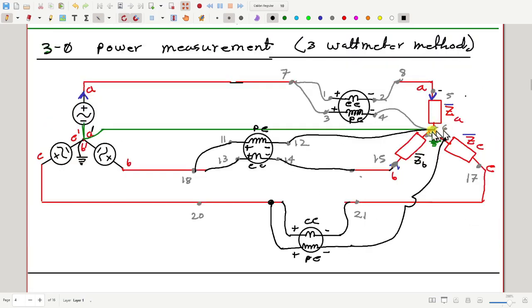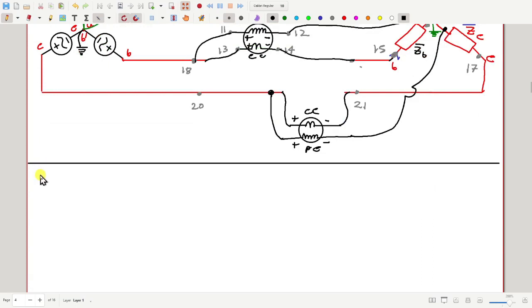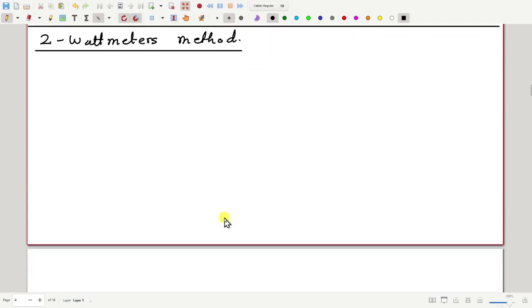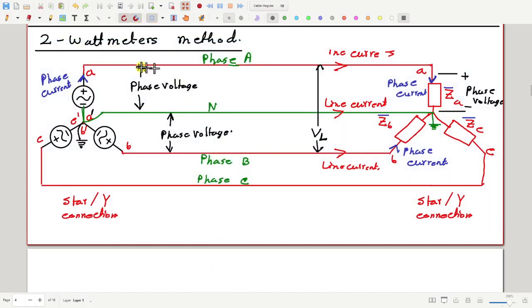so we see that for a three-phase load, we need 3 wattmeters. But now we will learn a special trick called the 2 wattmeter method, so that with 2 wattmeters we can measure the total power. I will tell you the method and then I will justify. Let me clean it up.